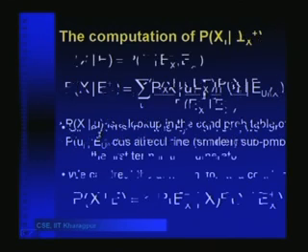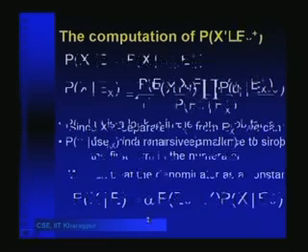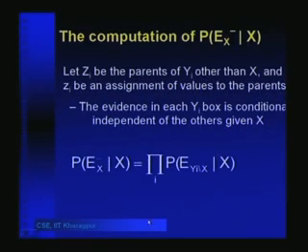Now, what we still need to show is how we compute the probability of E x minus given x. This first term is something which we have not yet addressed. So, today we will first look at the computation of P of E x minus given x.